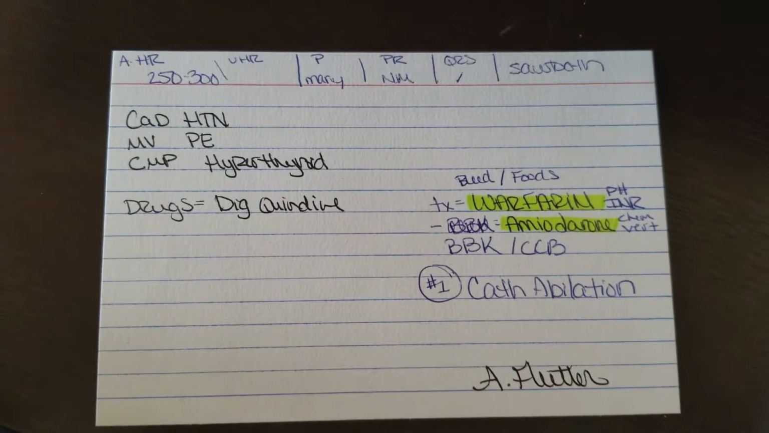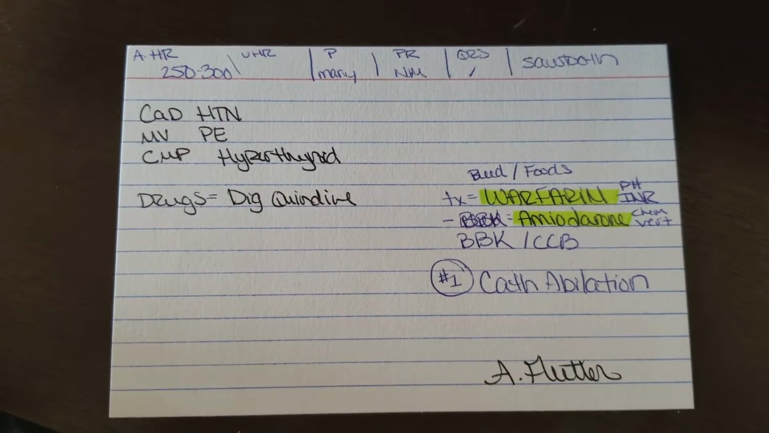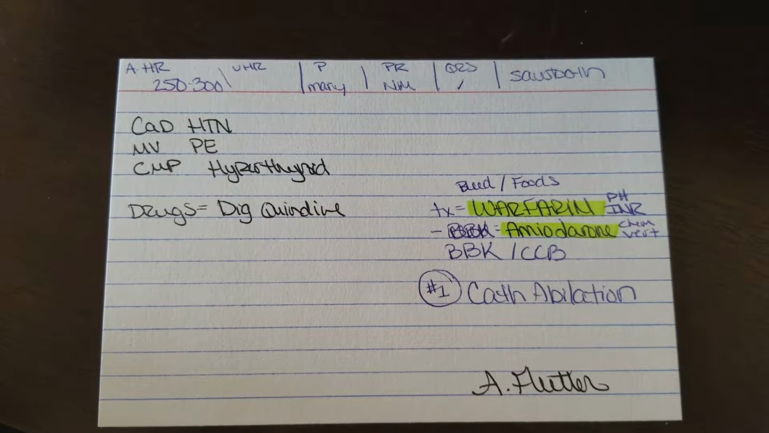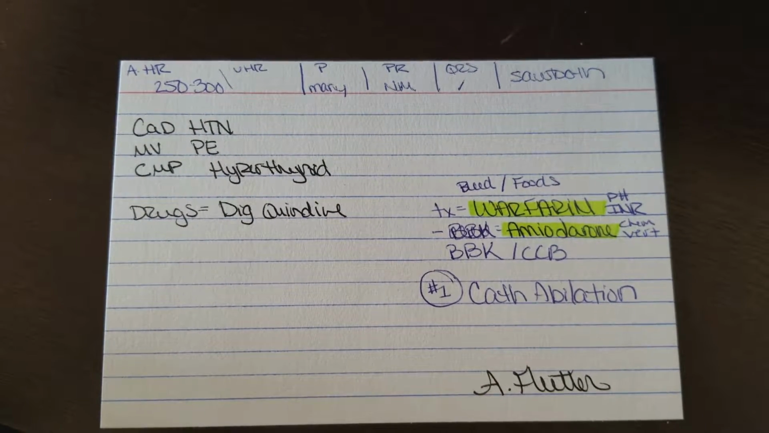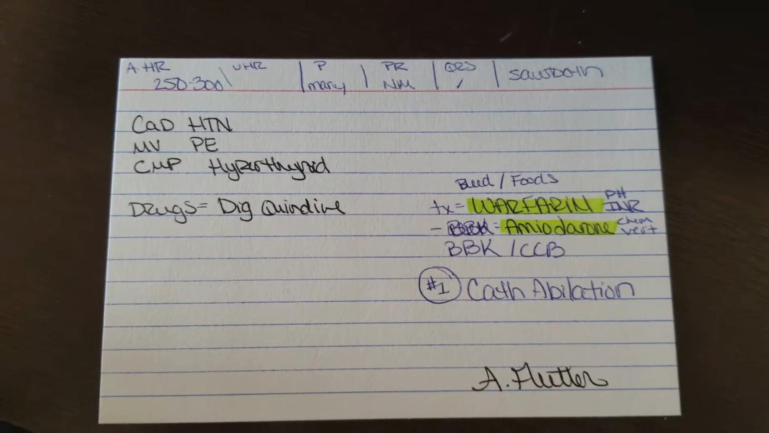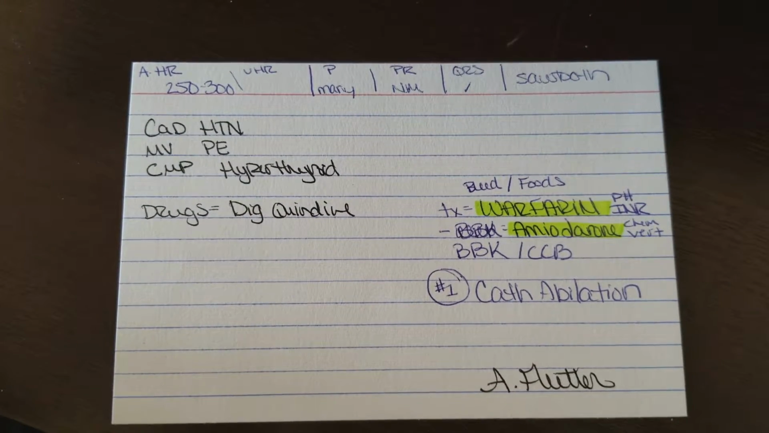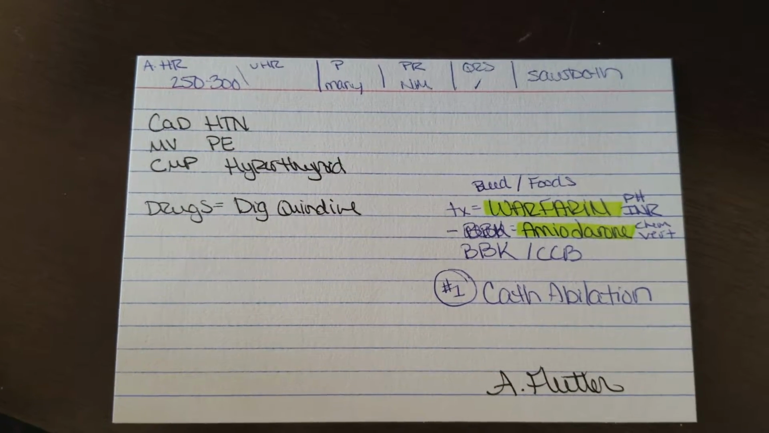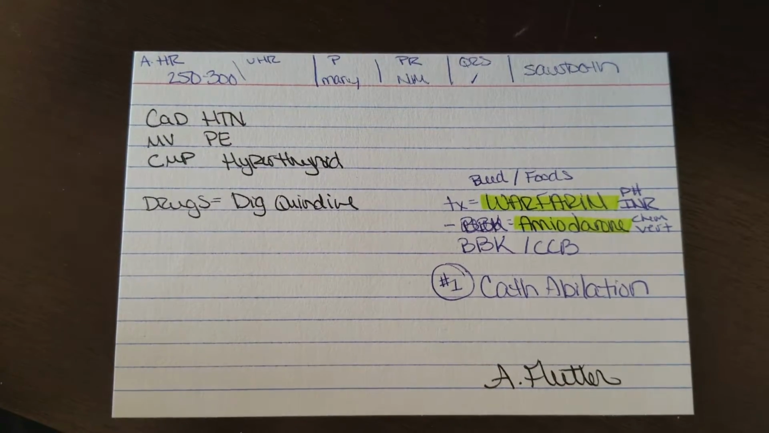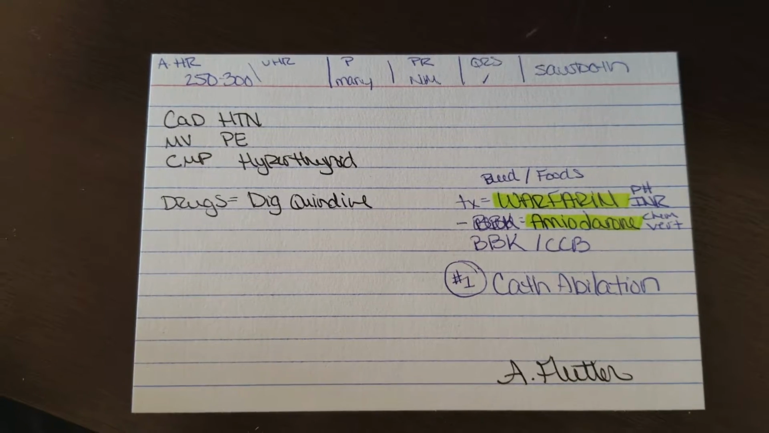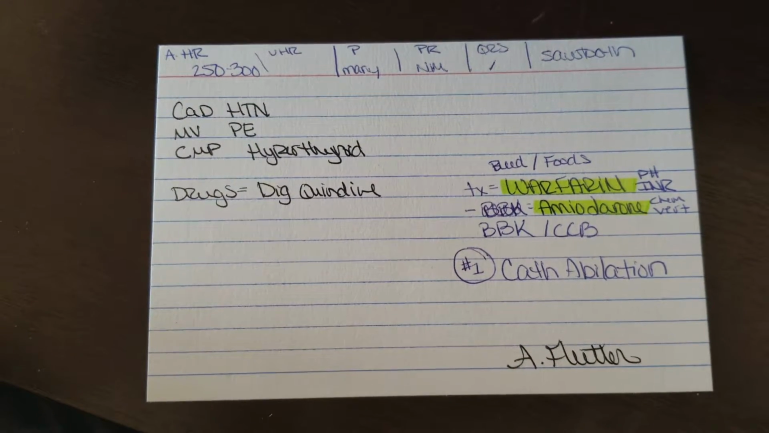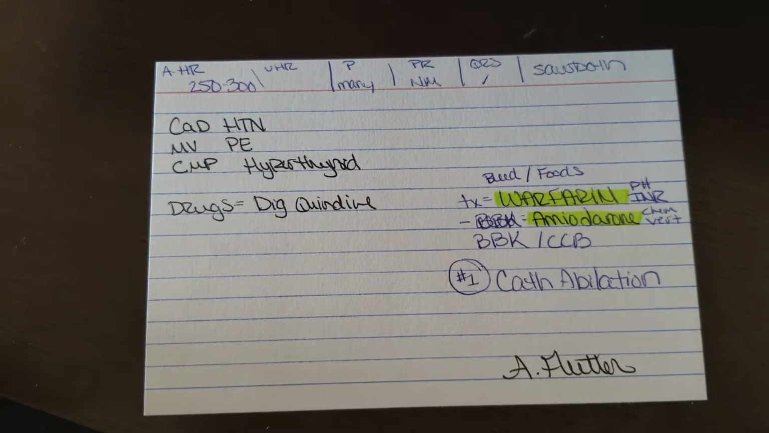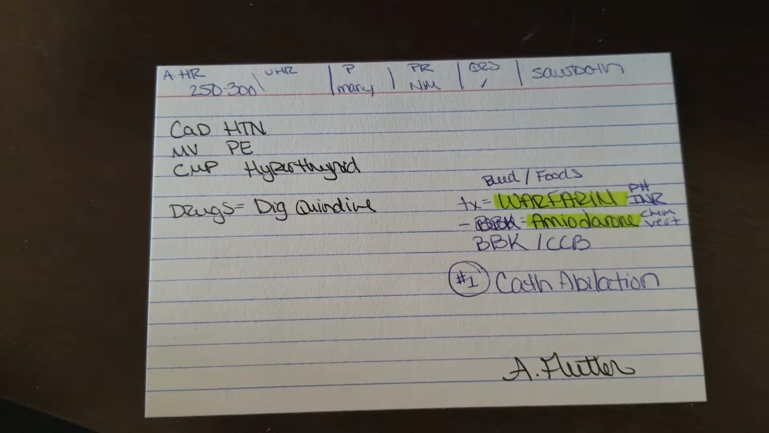Okay, atrial flutter is going to have an atrial heart rate of 250 to 300. P wave will be the sawtooth, varying, non-measurable PR. You do have a QRS, and again, it's a sawtooth pattern. It's associated with CAD, hypertension, mitral valve disease, pulmonary emboli, cardiomyopathy, hyperthyroidism, or drugs such as DIG or quinidine.